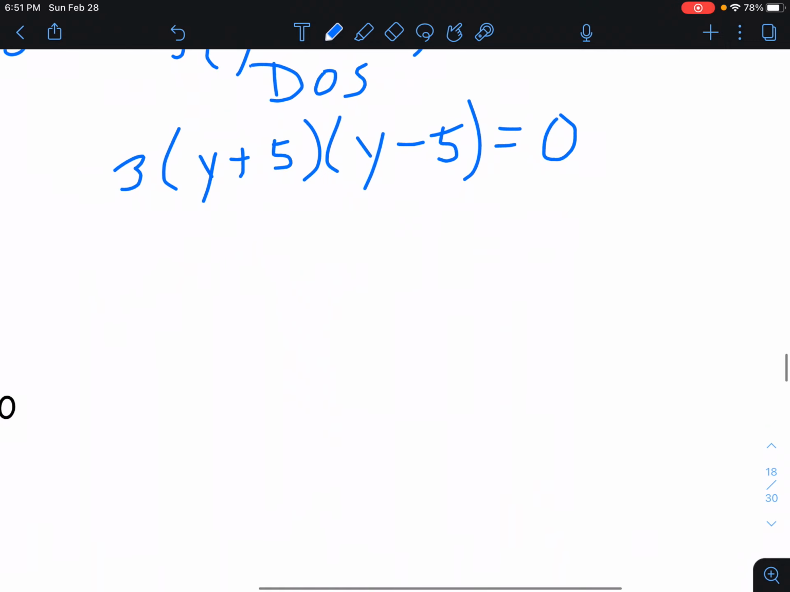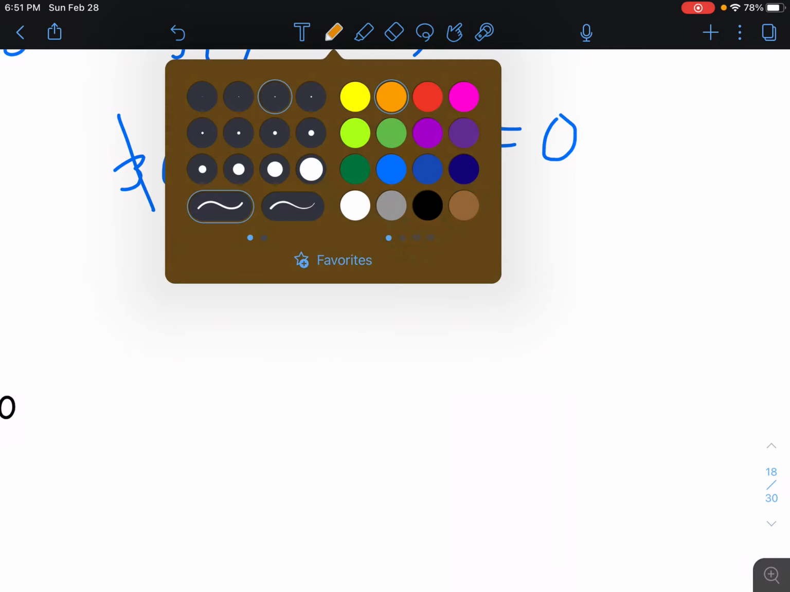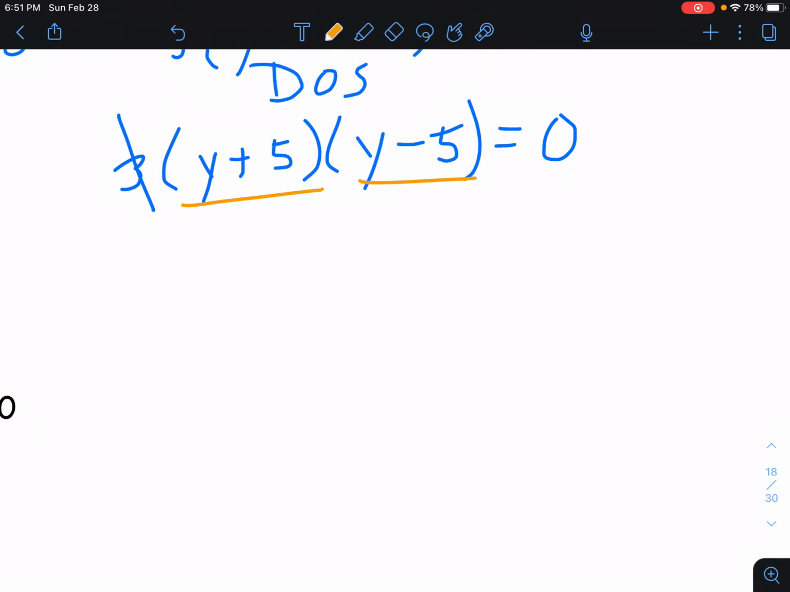Now it's factored completely. Now it's answer time. The 3 does not have a y, so the 3 does not help us get an answer. If it had a GCF that had a variable in it, then we would get a 0 out of it for an answer, but not the case here. So we got 1, 2 factors.